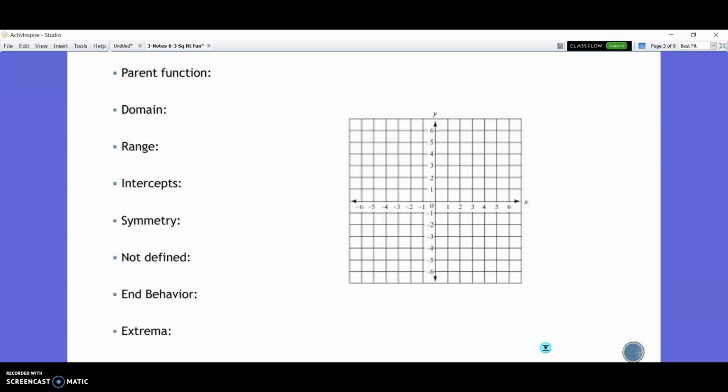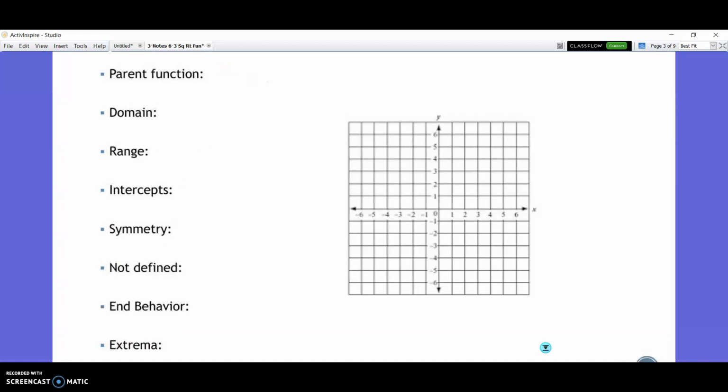So the parent square root function is, of course, y equals the square root of x. Our domain, let's graph it first. When we are making a table of values, x and y, numbers that I can take the square root of are the ones that I'll plug into x. So I can take the square root of 0. 0 times 0 is 0. So I know it'll start at 0, 0. I can't take the square root of a negative number, or else it would be imaginary.